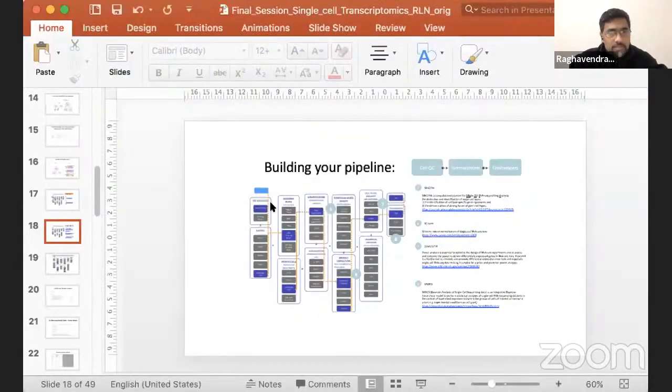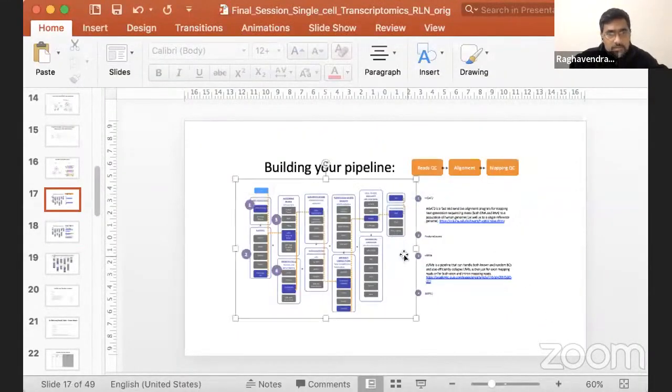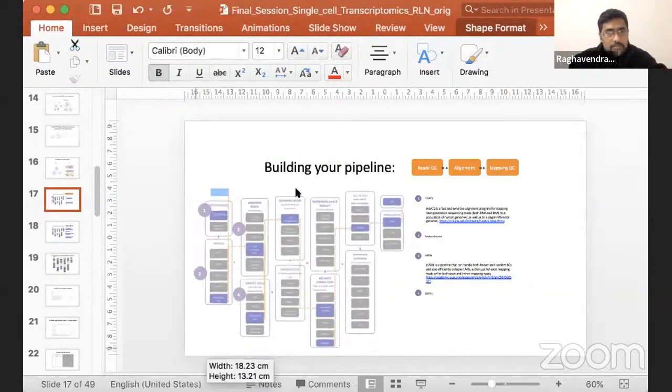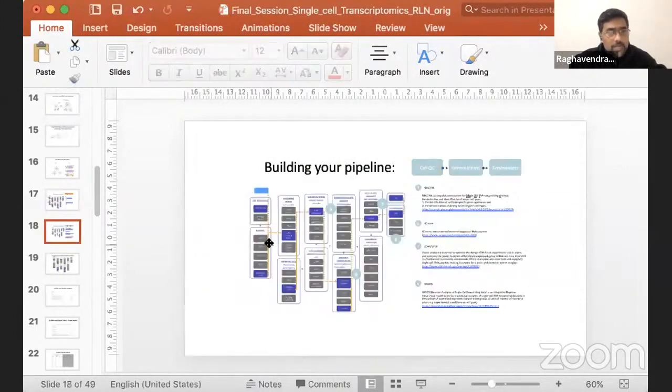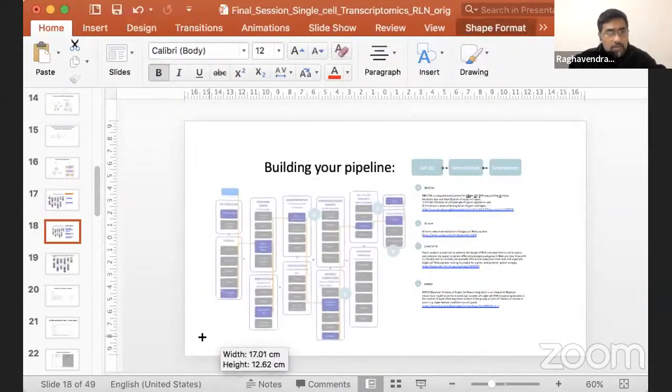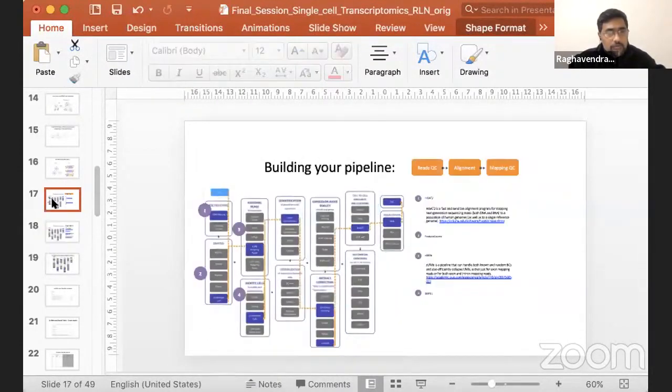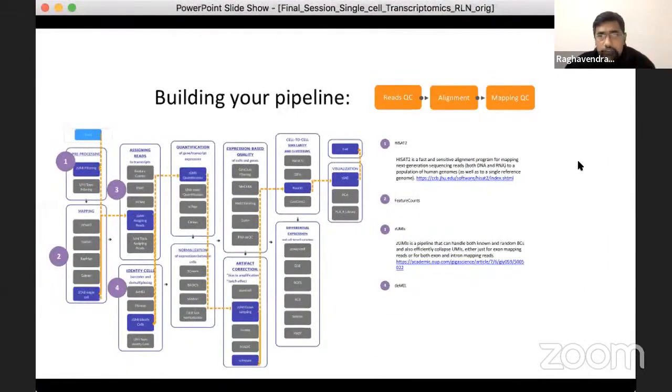For some reason, it's a little bit bigger. So this is how the pipeline can be initiated in the Bioinfo platform. Yes, a little bit better now.